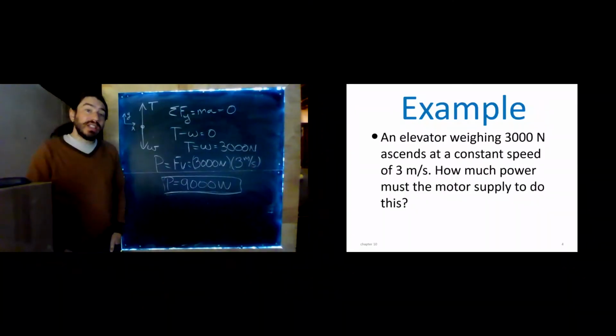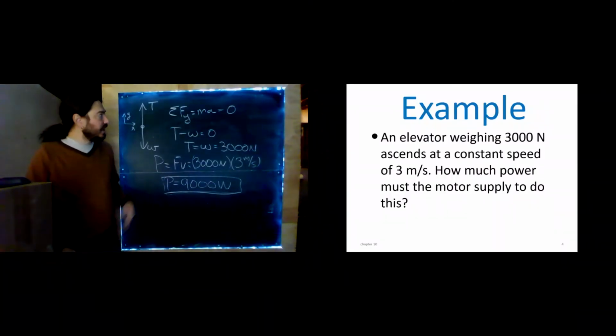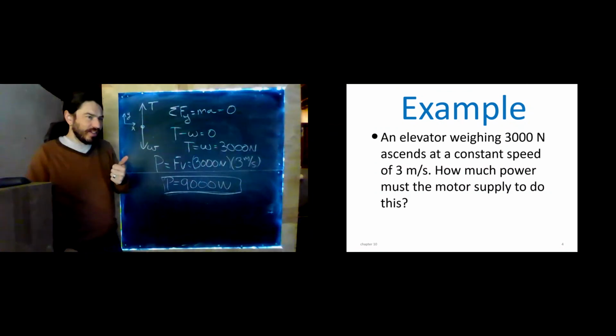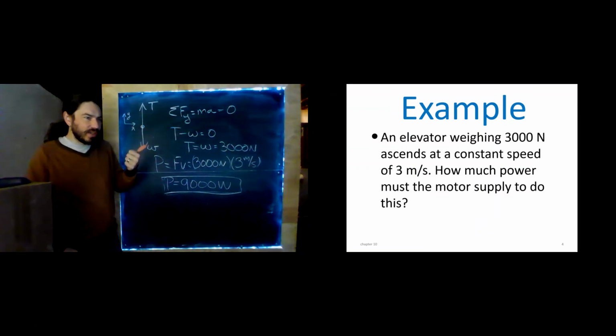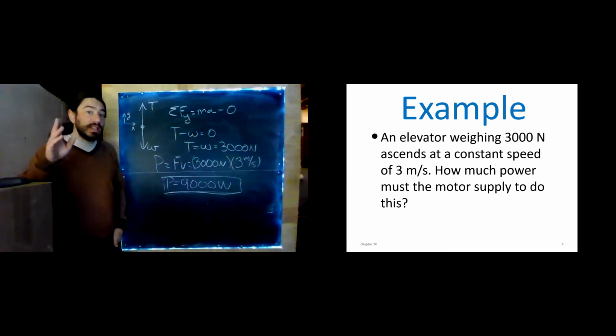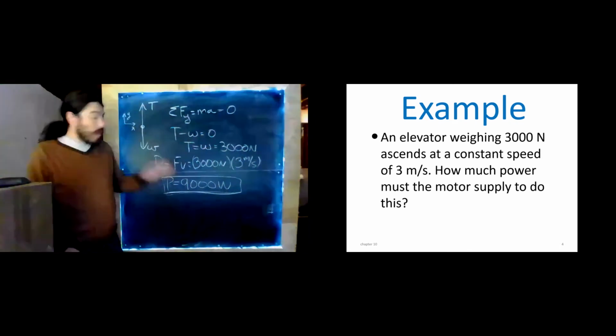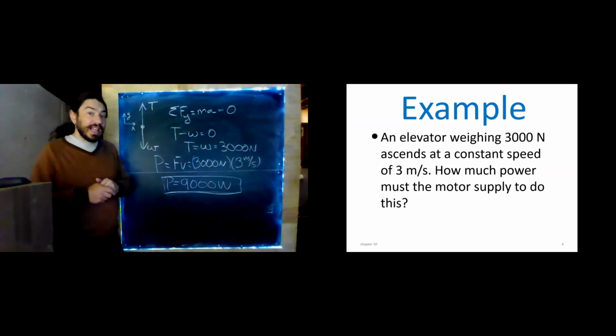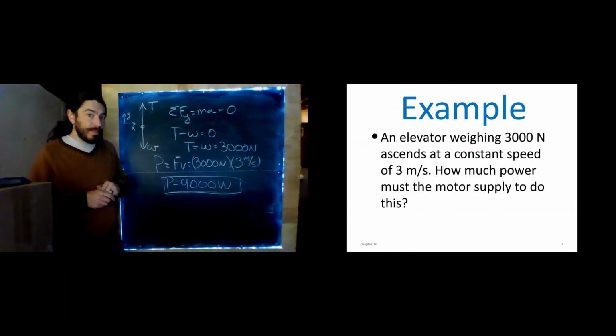Well, electrical energy goes into the motor, and then that motor is creating... Well, we're not changing the kinetic energy of the elevator, so it's not creating kinetic energy. What energy is it creating? Gravitational potential energy. So here we see that the motor is supplying 9,000 watts of power. So that means that it is creating 9,000 joules of potential energy every second. Where did that potential energy come from? It came from electrical energy.